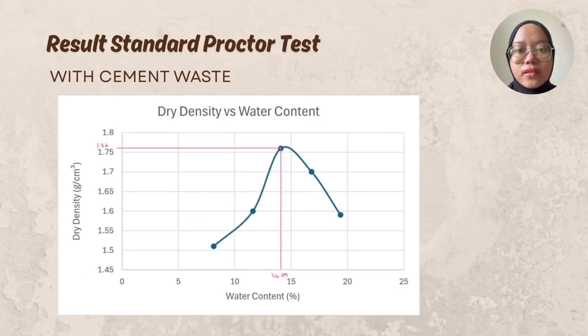Next, this is the result for the standard Proctor test for with cement waste. This graph shows that the dry density increased as the water content increased until it reached the maximum dry density of 1.76 gram per centimeter cube at the optimum moisture content of 40.09%. The dry density decreased because excess water filled the soil voids and reduced the effectiveness of compaction.